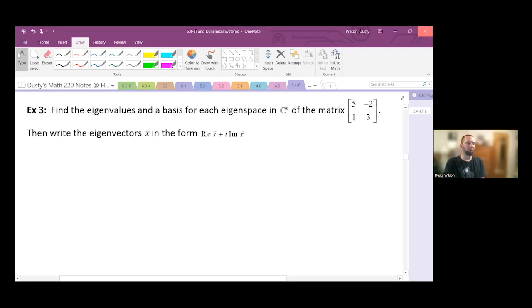So example 3. Find the eigenvalues and a basis for each eigenspace in Cn of the matrix 5, -2, 1, 3. Then write the eigenvectors x in the form real part of x plus i times the imaginary part of x. Just as a notational note, the C in Cn refers to complex numbers, contrasted with Rn, which would be real numbers. So first, we need to find the eigenvalues.